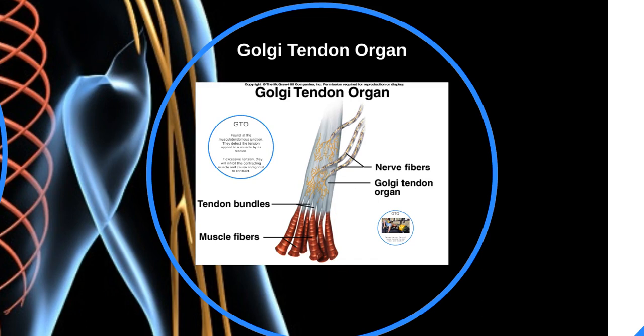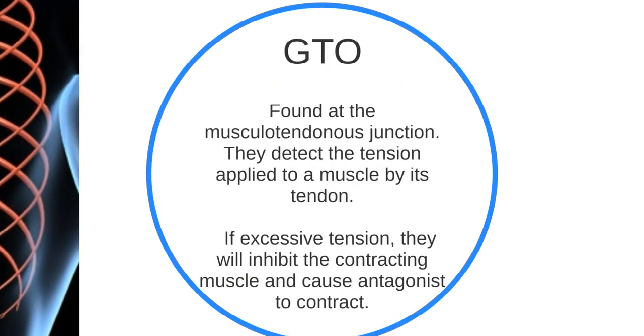Okay, so they're found at the musculotendinous junction, which is where the muscle turns into tendon, and they detect tension applied to the tendon by the muscle. Now if excessive tension occurs, they will inhibit the contracting muscle. That's the key thing I want you to remember. They will switch off the contracting muscle, which will end the tension on the tendon. And of course, if you're lifting a weight at that point, you're going to fail. So your muscle will switch off and you'll drop the weight.